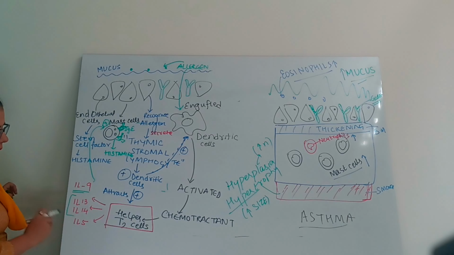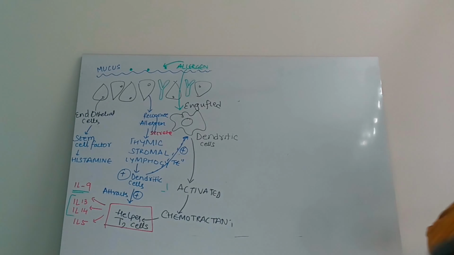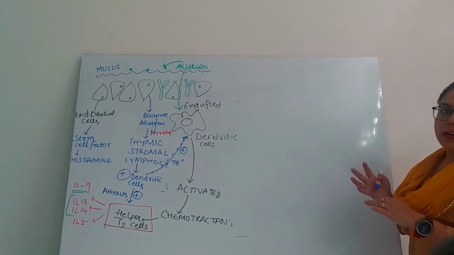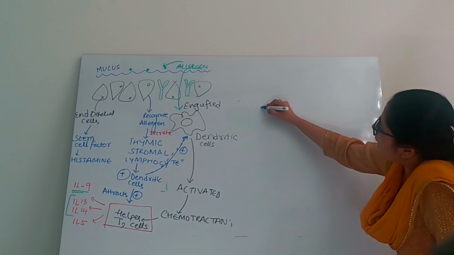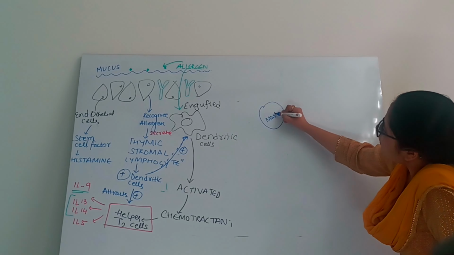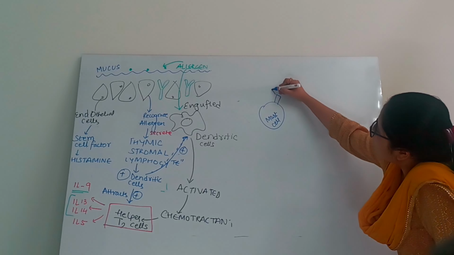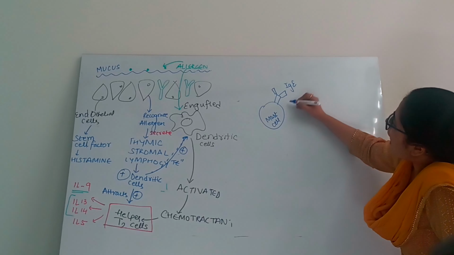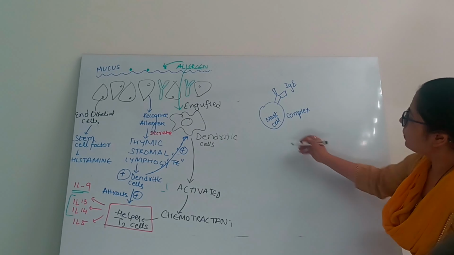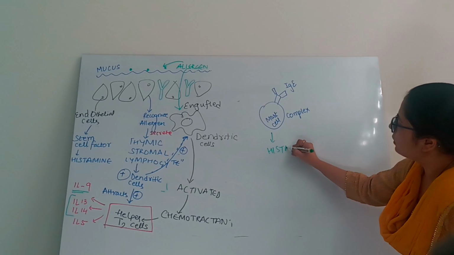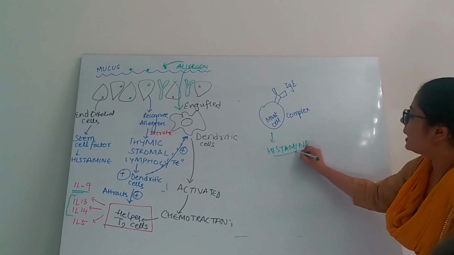Interleukins 13 and 14 are responsible for... so I'll just move it to this side of the board, that was very much occupied. So there are a few factors which are acting in parallel in order to stimulate this asthmatic process. One was that these mast cells bind with the IgE antibody and they form a complex. So this complex was responsible for the release of histamine, right?